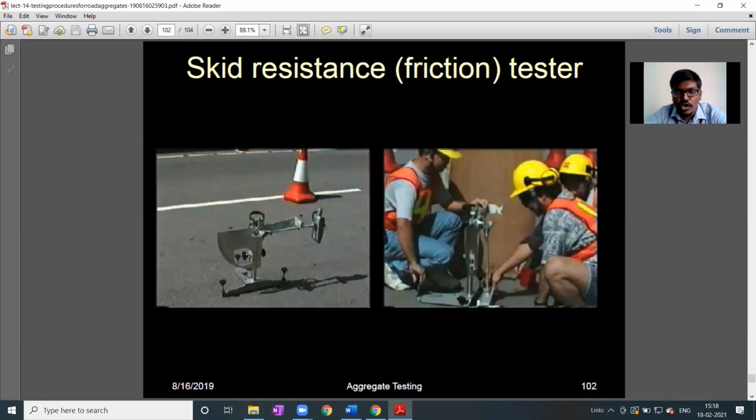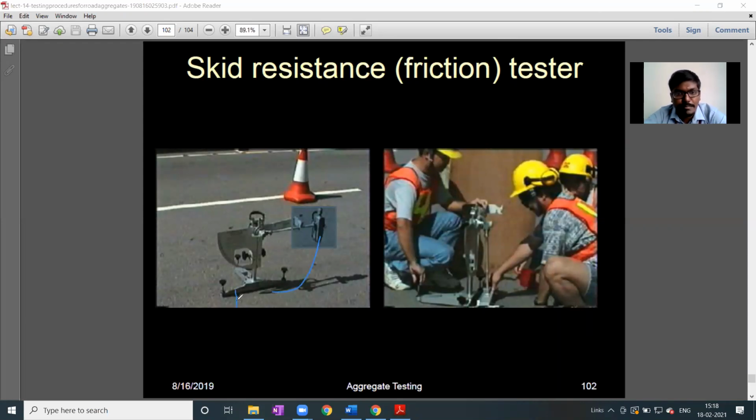Like here, on the roads also they will try to do this. Here you can see how the person is doing it. It will be clamped here. You can see it has been clamped here. He will just allow this to move, and it will swing in this way.